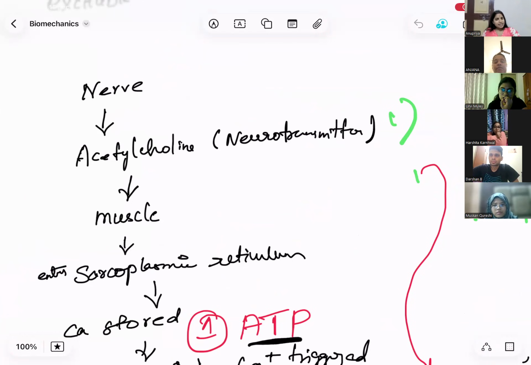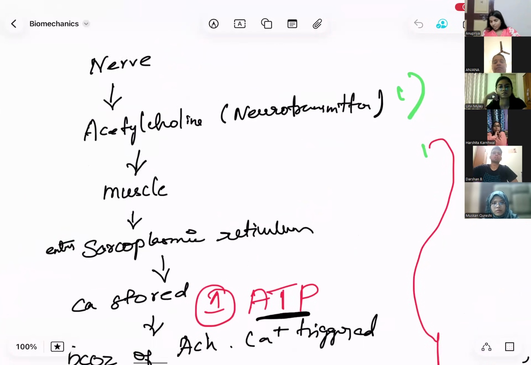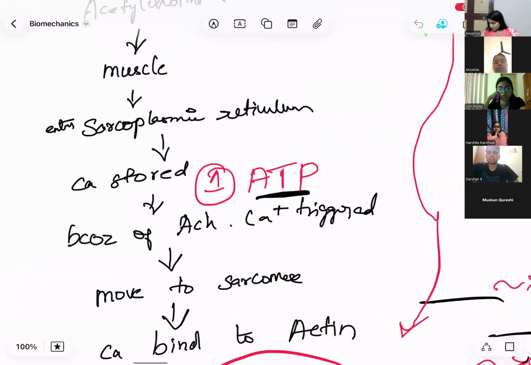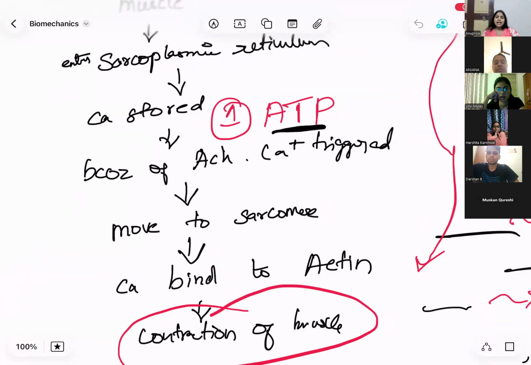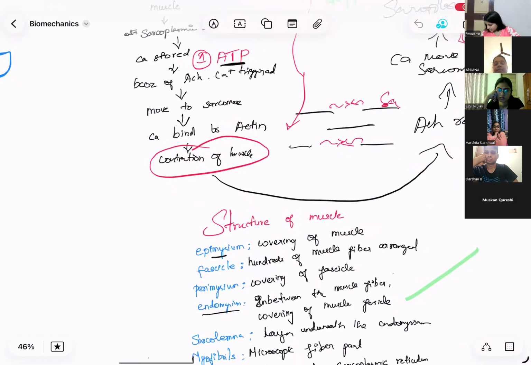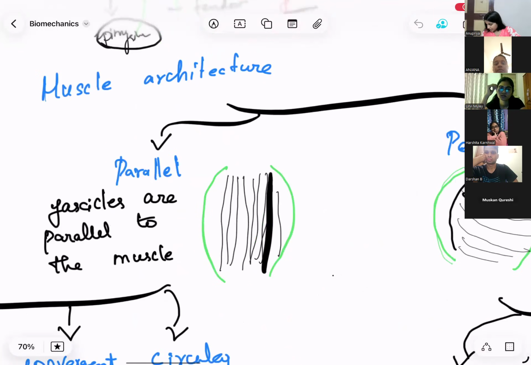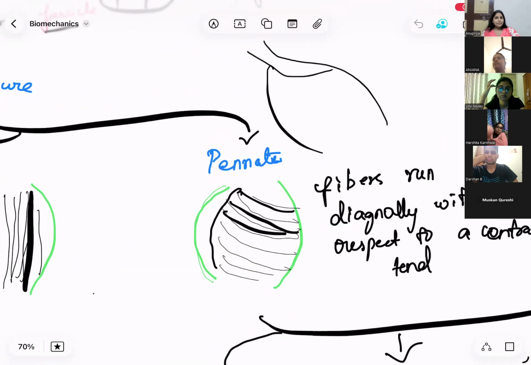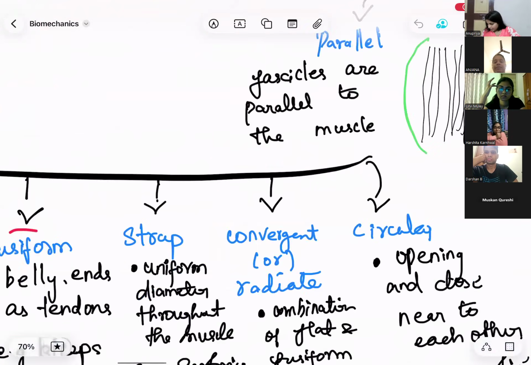Now we release acetylcholine, which is a neurotransmitter, which will enter the muscle cell, where it will reach the sarcoplasmic layer, where calcium is usually stored. Because of the acetylcholine, calcium will be triggered and move to the sarcomere layer, where it will bind to the actin, which will create the contraction of the muscle. That is what we discussed whenever calcium binds with actin. Then we discussed the structure of muscle. Then muscle architecture. Parallel means the muscle fibers run parallel. Pinnate means they run diagonally. And parallel has 5 types.